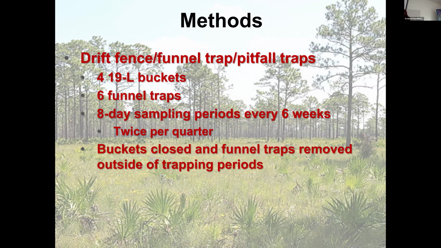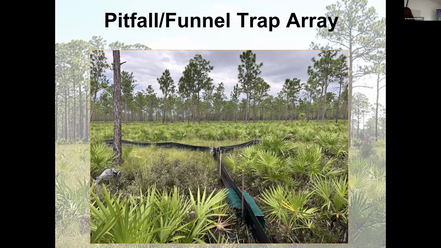Traps have to be closed when we're not sampling so that something doesn't fall in there and then die before I can get to them. We have to check them every day. And so this is what they look like. So you can see the triad. Here are some funnel traps along the side, and then you can't see the buckets, but there's a bucket there, and there's a bucket at the ends of each of the traps. And so the animal will fall into the bucket or slither or walk into a funnel trap and wait there until I take it out the next day.